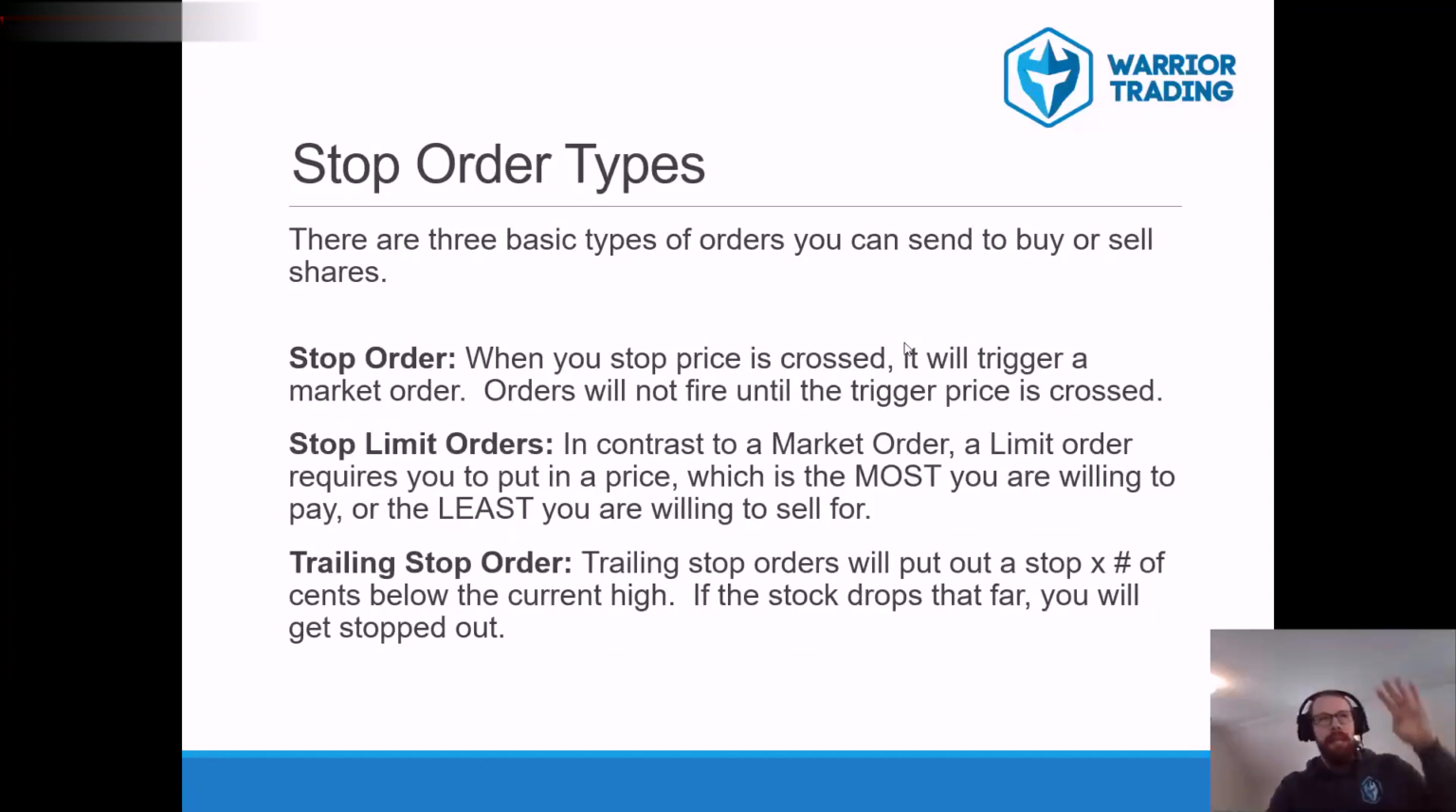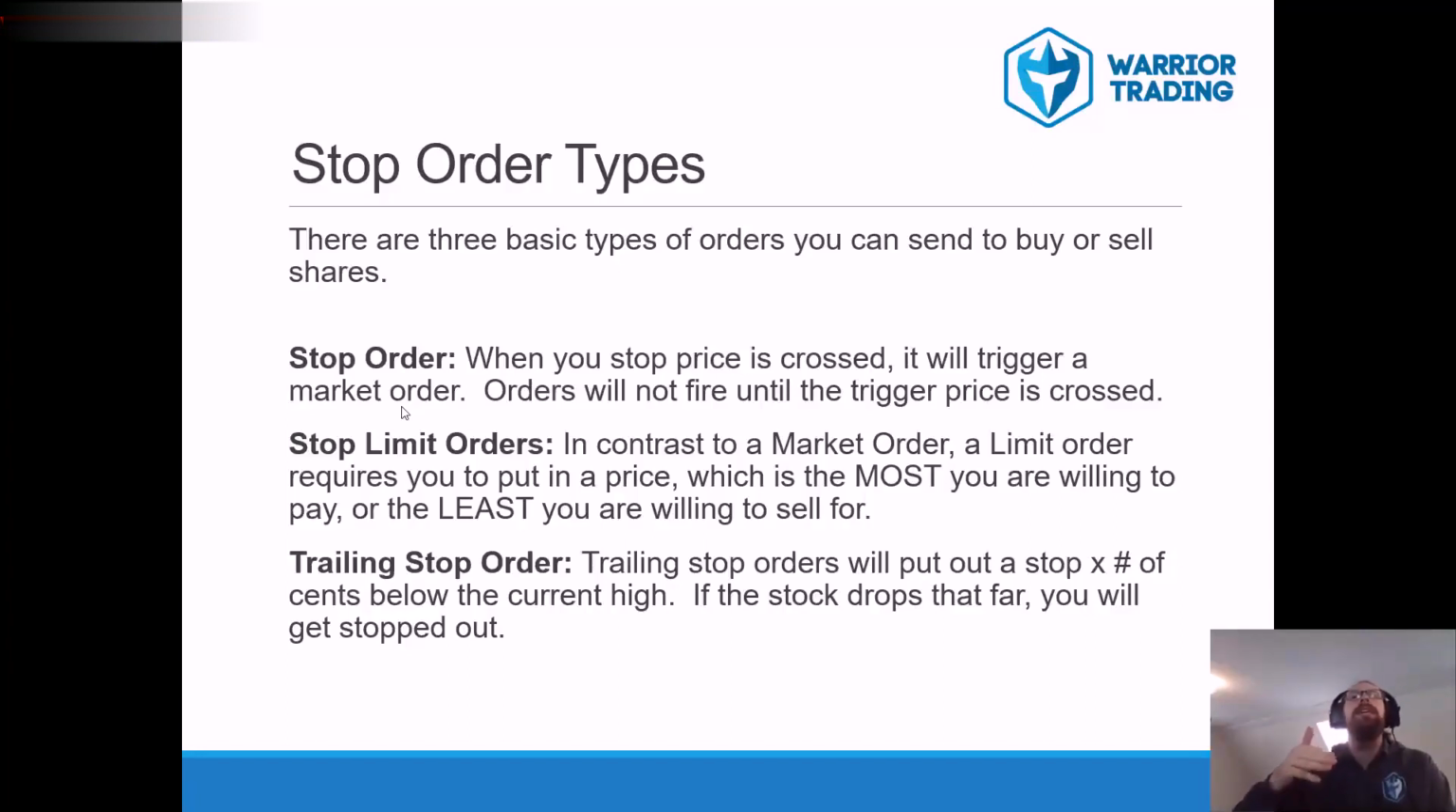Now, within the order type of stop order, there are three types of stops. Okay, to make things more complicated, you've got a regular stop order, which when the price triggers, it'll send a market order. And then you have a stop limit order, which means you have the trigger price, and then you have the most you're willing to pay or the most you're willing to accept when you sell. All right, these are just like a regular limit order, except the trigger is a stop price.